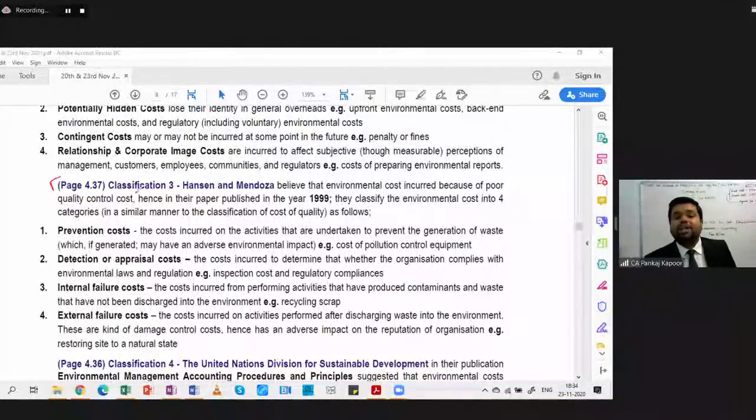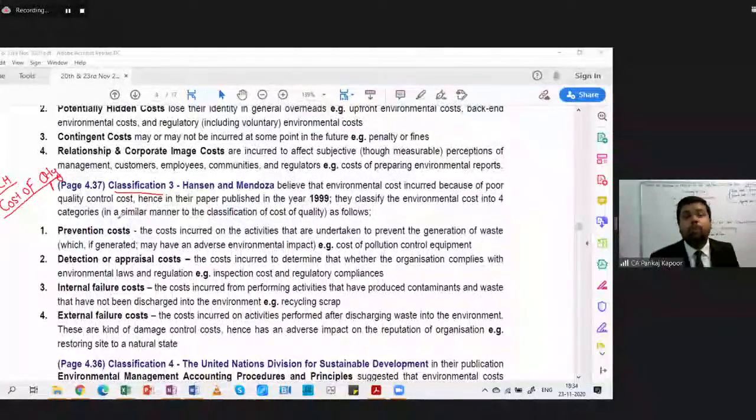Friends, prior to going into classification 3, let me revise one thing along with you. Although I didn't teach you this particular thing, you studied it in chapter number 2, the cost of quality. There you studied that there are two sorts of cost of quality: cost of good quality and cost of poor quality. The cost of good quality is categorized into prevention cost and appraisal cost. And the cost of poor quality is categorized into internal failure cost and external failure cost.